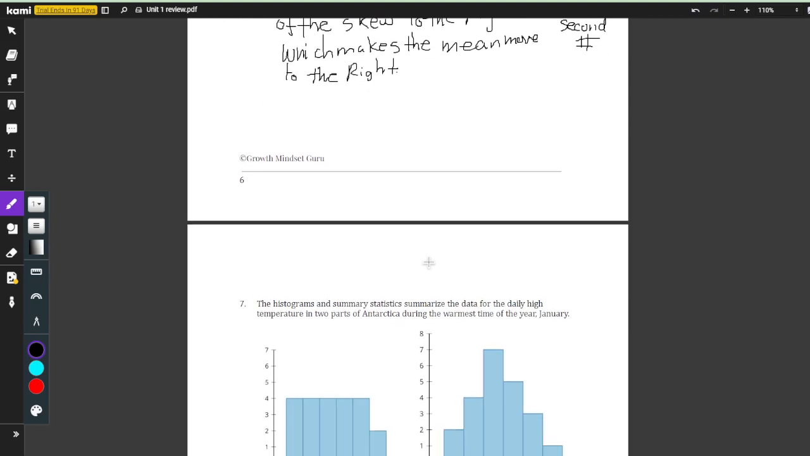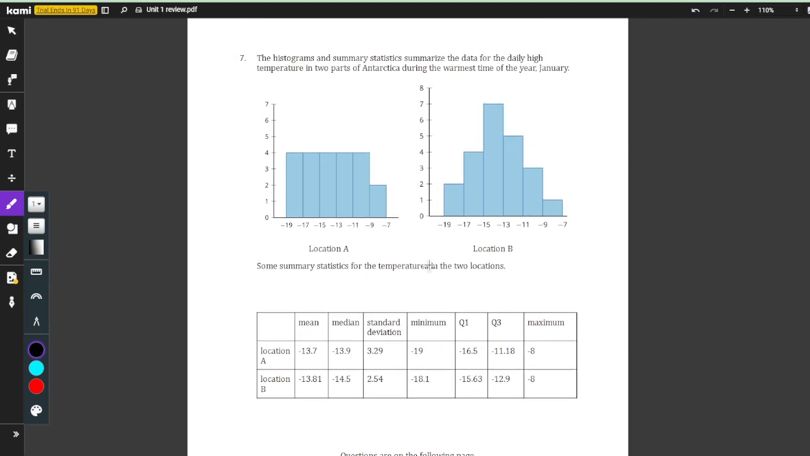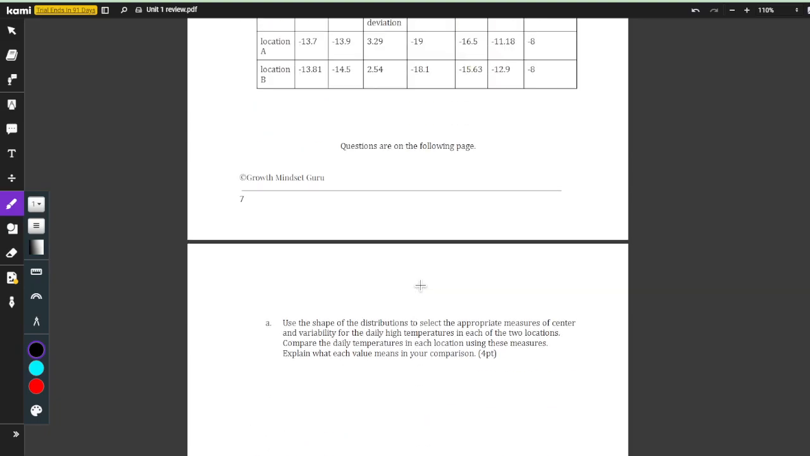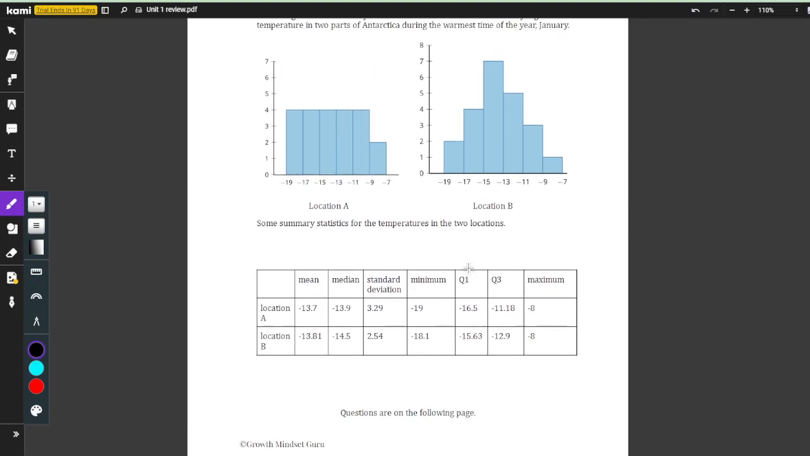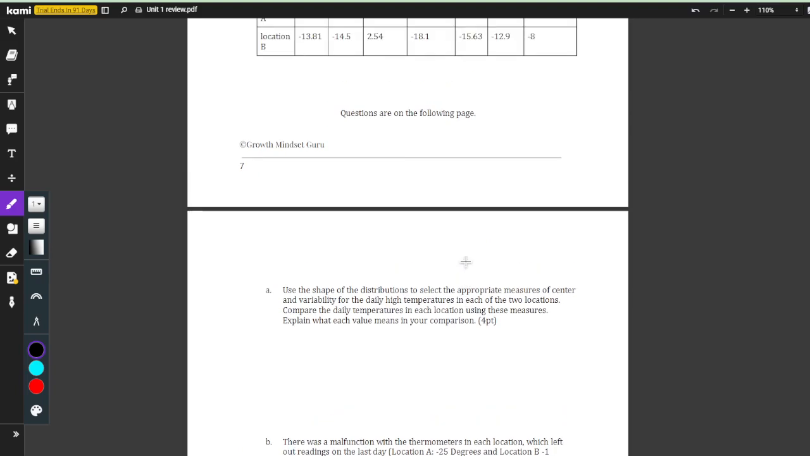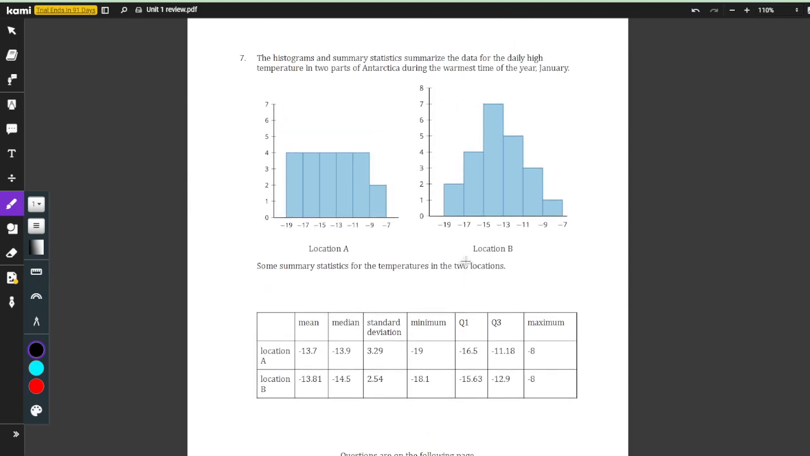Great. Last one. This is probably the longest one. It's 2 pages because the information's on one page and the question's on another page. So let's take a look at our graphs and find out what we have. We have two parts of Antarctica and their temperatures during the warmest time of the year. We're going to do daily temperatures of two parts of Antarctica.